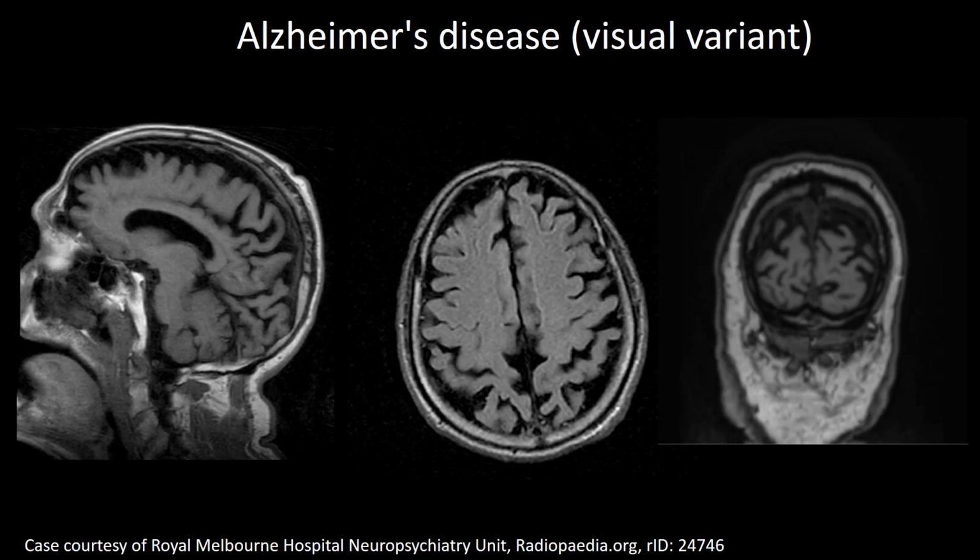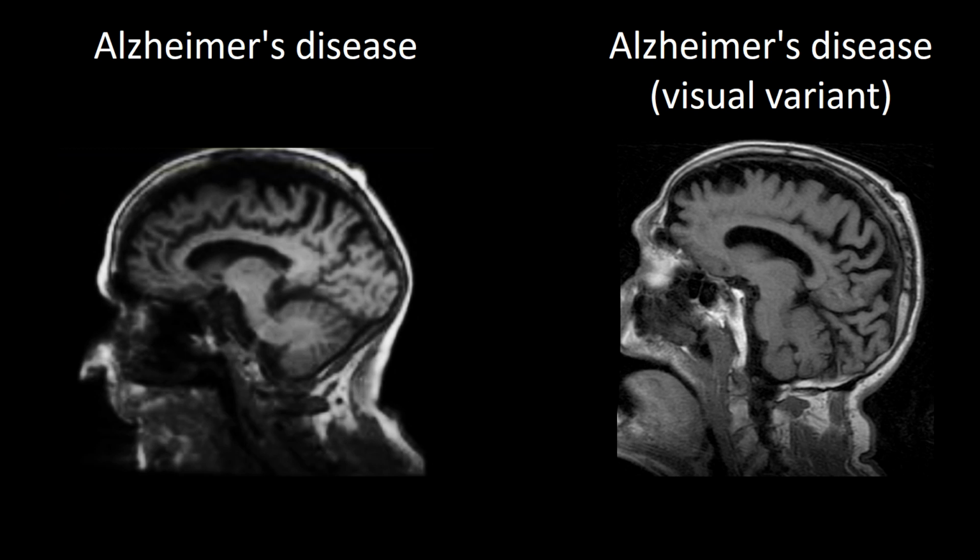I will now show you similar MRI views in a patient with AD visual variant. Notice the severe occipital lobe involvement in the sagittal view, in the transverse view, and in the coronal view. This frame has side by side the sagittal views of an MRI of a patient with Alzheimer's and a patient with visual variant. Notice the high degree of atrophic changes present in the occipital lobe of the patient with Alzheimer's visual variant when compared to the patient with the more common and prevalent type of Alzheimer's.